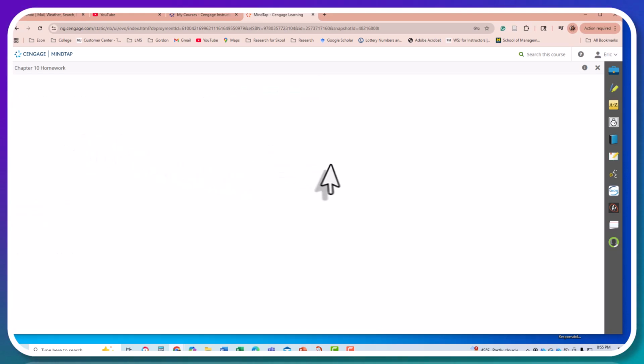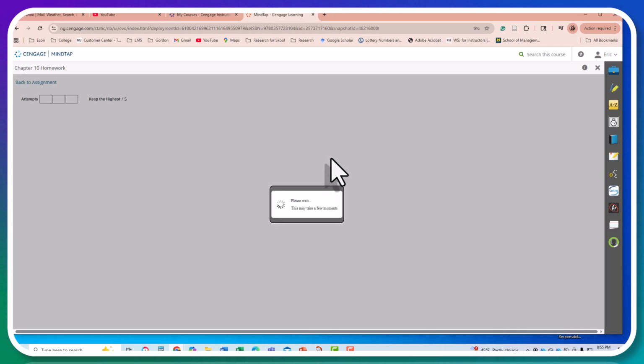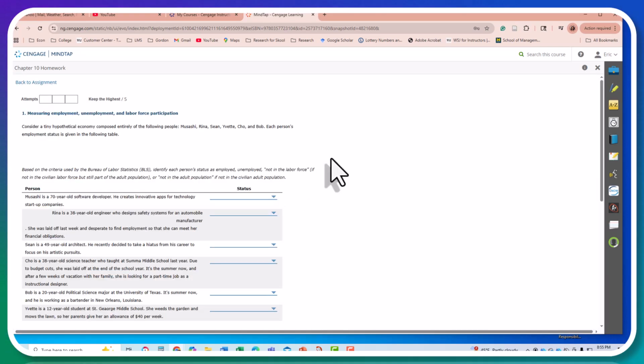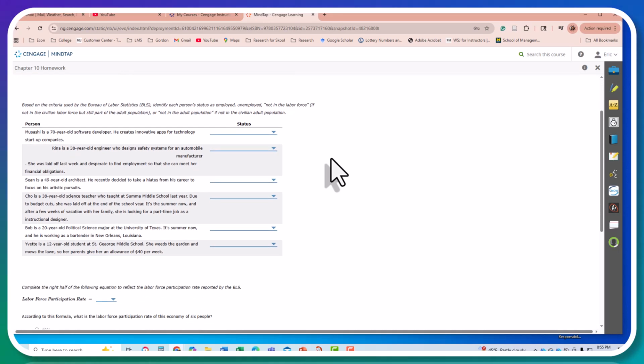Question 1. The first section is just discussing how you would put the status of 6 individuals. Drop down: are they employed? Not in the adult population? Are they not in the labor force, or are they unemployed?